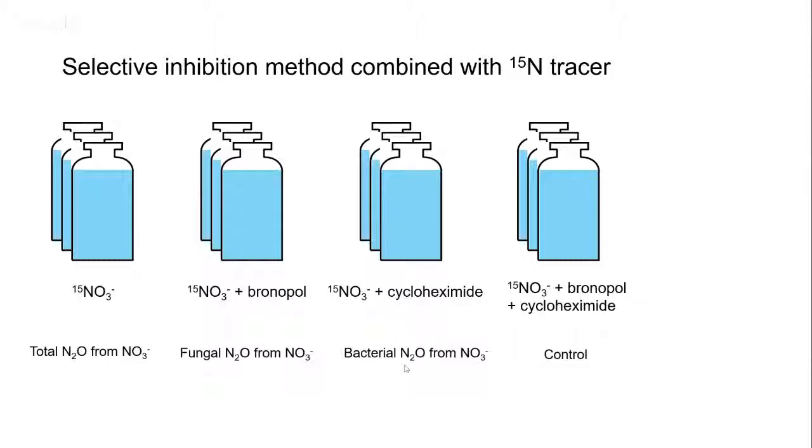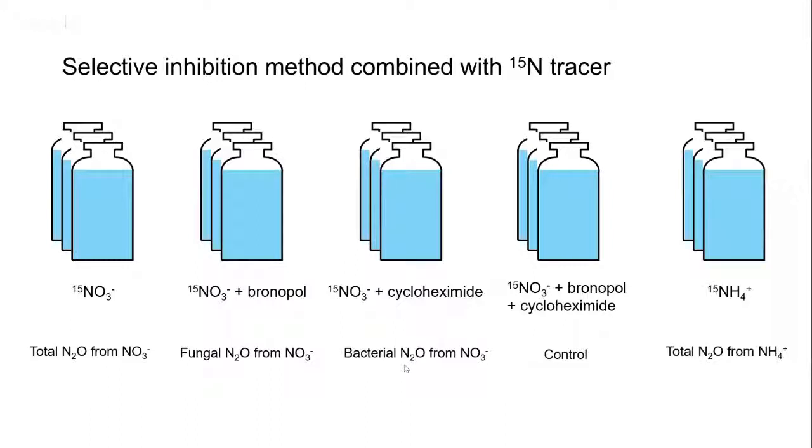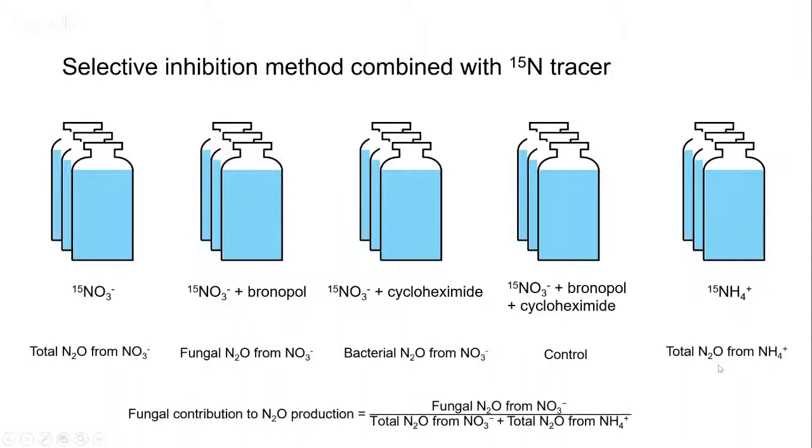In addition to nitrous oxide being produced from nitrate, as I mentioned before, there's also nitrous oxide being produced from ammonium in these environments. So I did another parallel incubation with the same seawater and incubated it with 15N-labeled ammonium. Ideally, with these numbers, I can calculate the fungal contribution to nitrous oxide production, which equals the fungal N2O from nitrate divided by the total nitrous oxide produced from nitrate and the total nitrous oxide produced from ammonia.